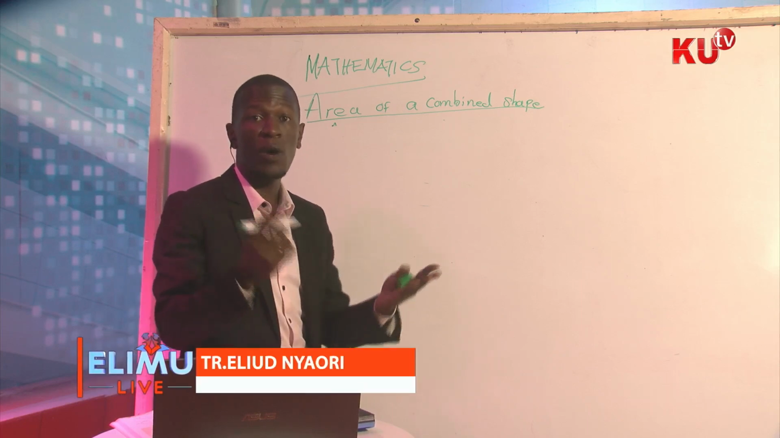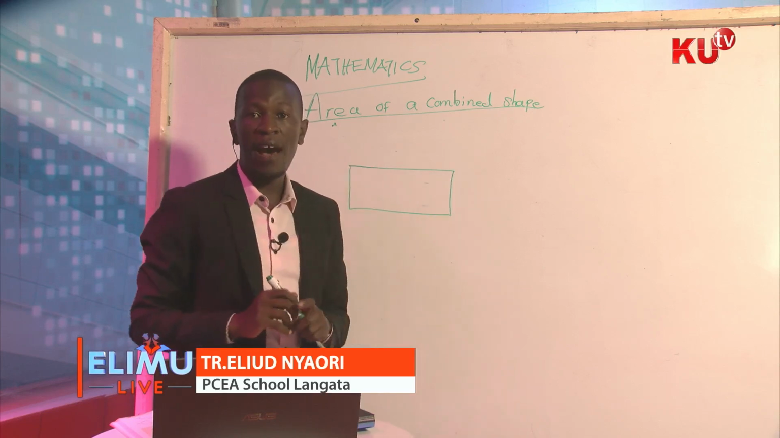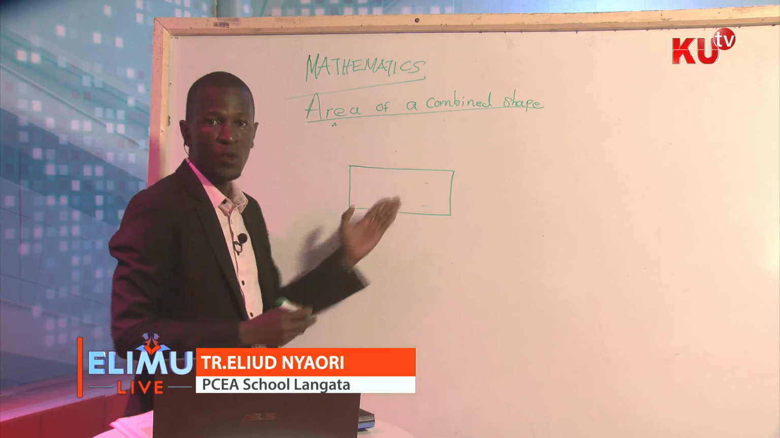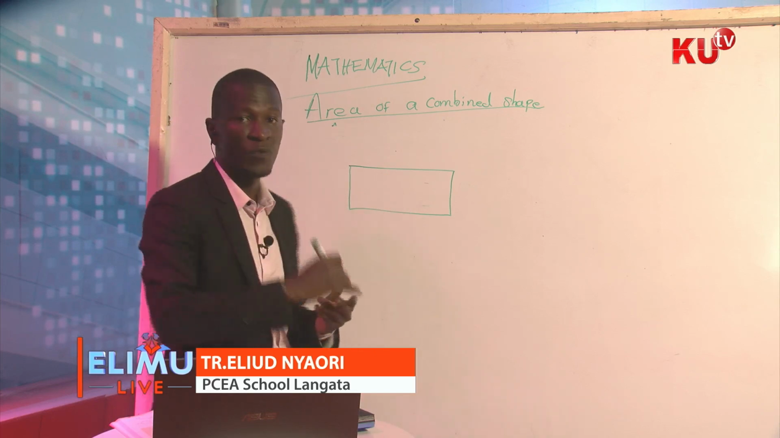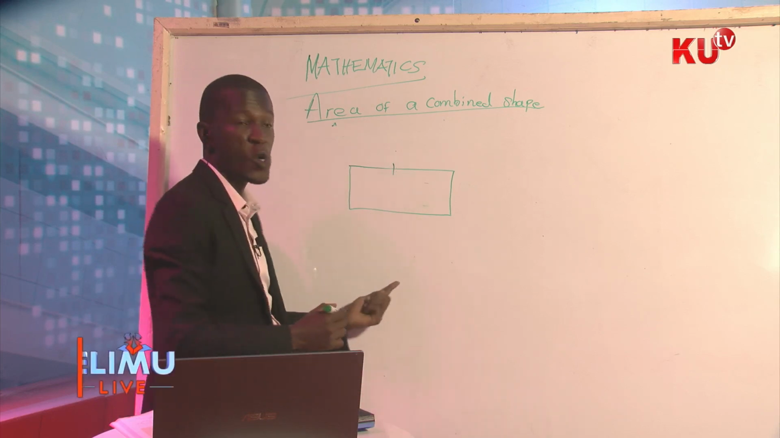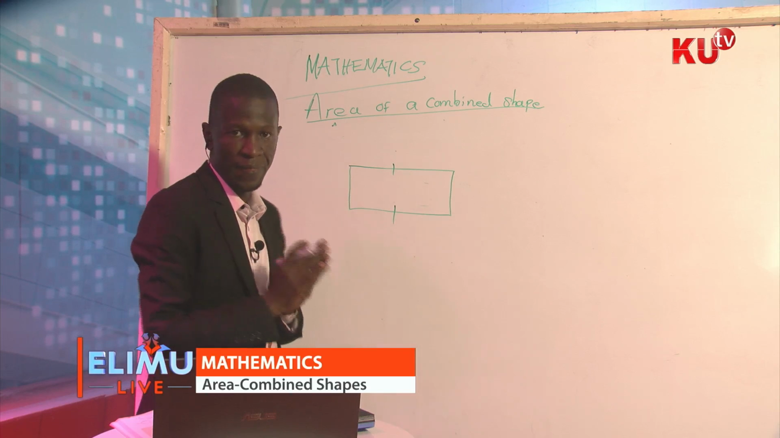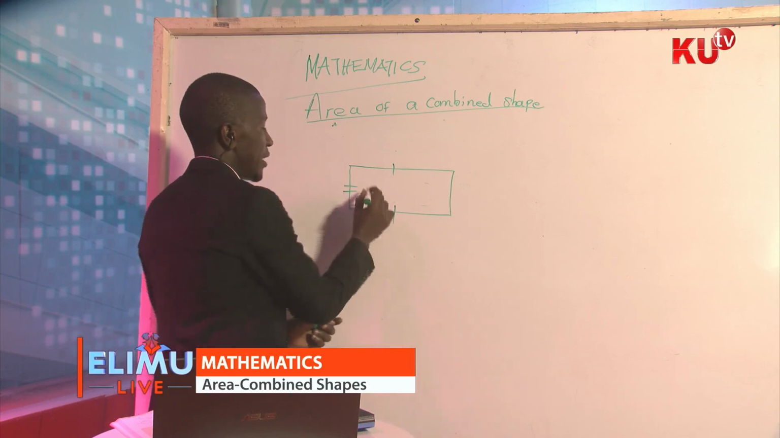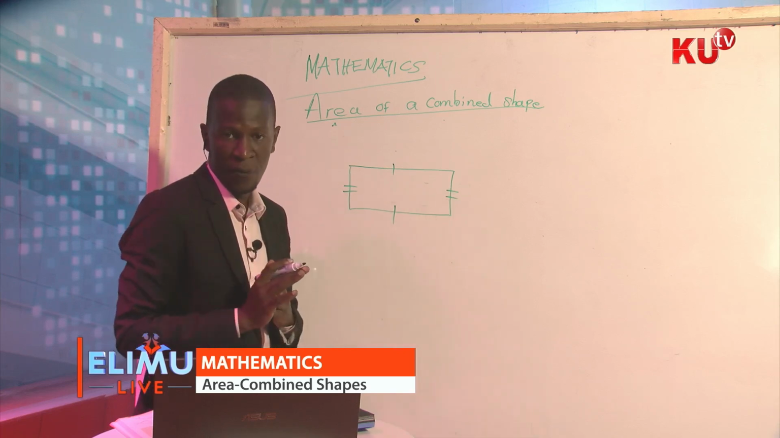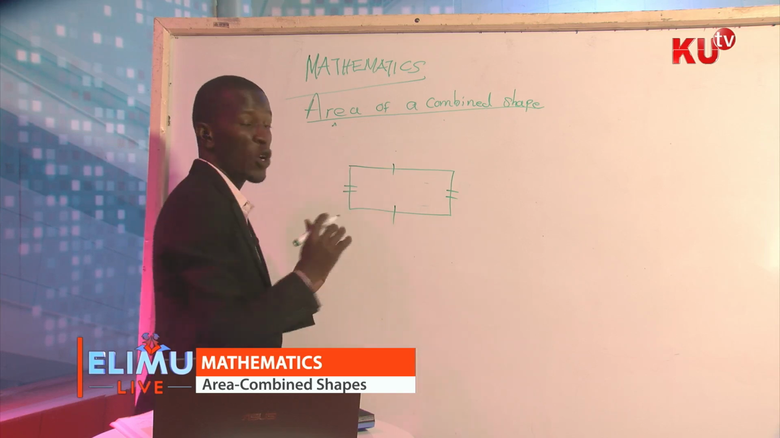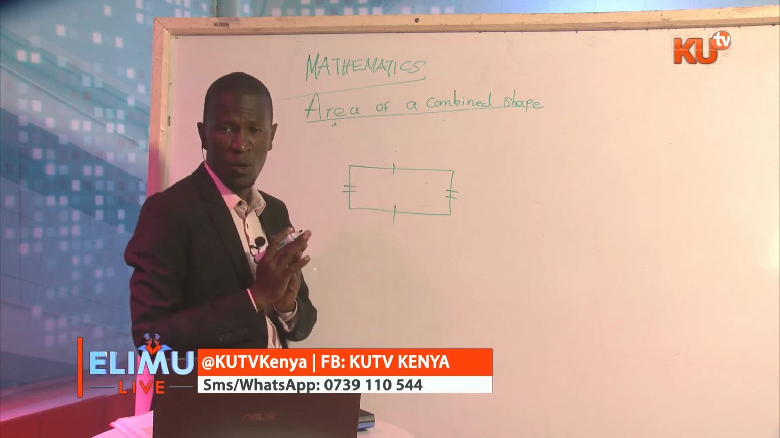So as you can see in our drawing, we have a rectangle here. When I talk of the opposite sides, these are the sides which face each other. So this side is equal to this side. And the longer side, we call it length. This side is equal to this side, since they're facing each other. And the shorter side, we call it width. So the two opposite sides are equal.